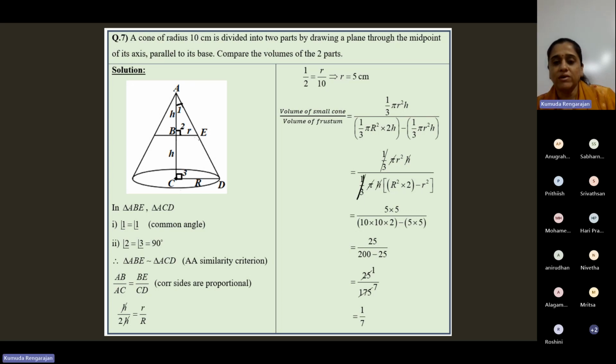So now 1 by 3 pi, pi, h cancels. So we have r square. What is r? 5. So 5 into 5. Pi r square into 2. What's r? Capital R was already given in the question, 10. So 10 into 10 into 2, minus r square, that is 5 into 5. So it's 200 minus 25, 175, 1 by 7. So the ratio is 1 by 7.